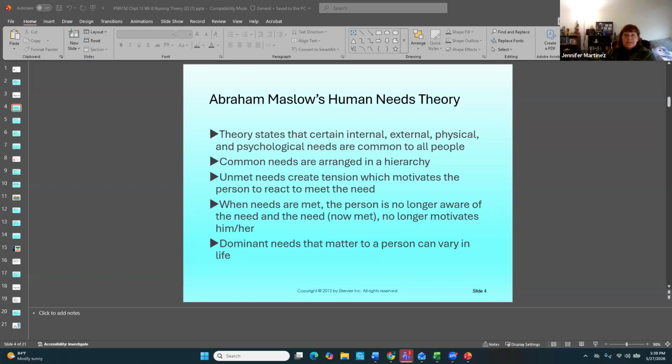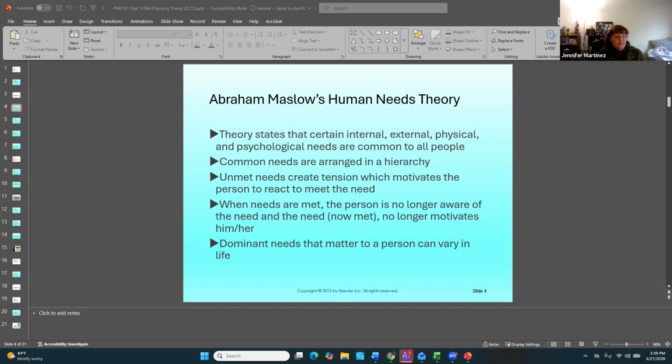So if you remember what his hierarchy looks like, those basic needs are at the bottom of his hierarchy. Oxygenation, food, safety, rest and comfort, right? Those are all basic human needs. And again, those common needs are arranged in a hierarchy, and we try to move up the hierarchy by meeting those needs. Unmet needs create tension, which motivates the person to react to meet the need, right?